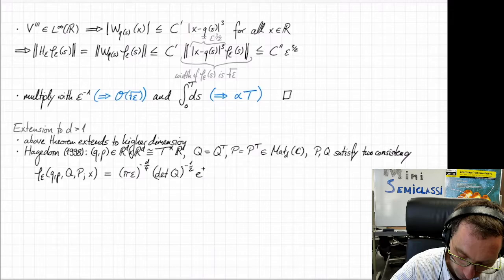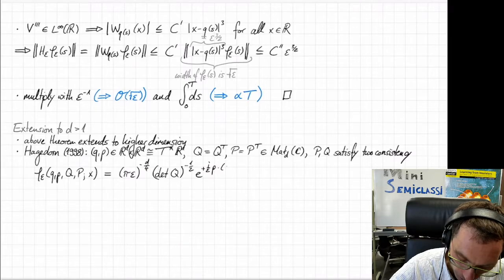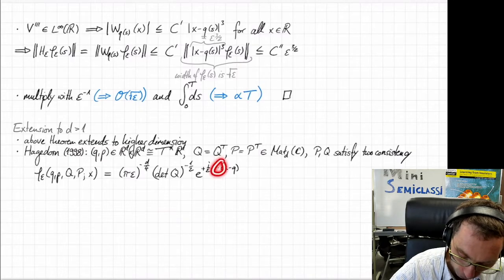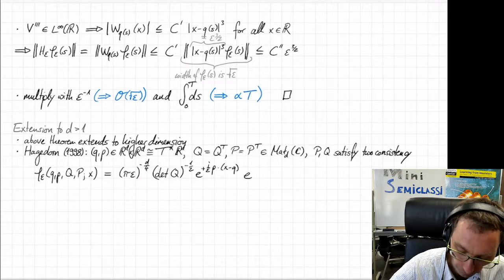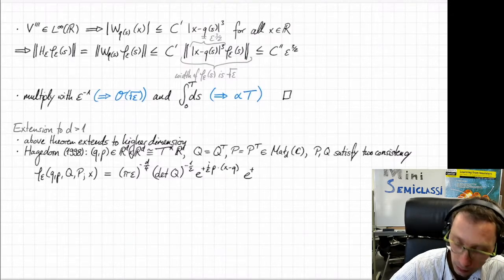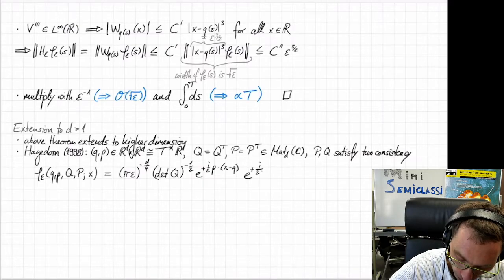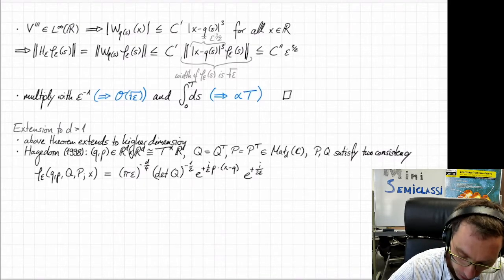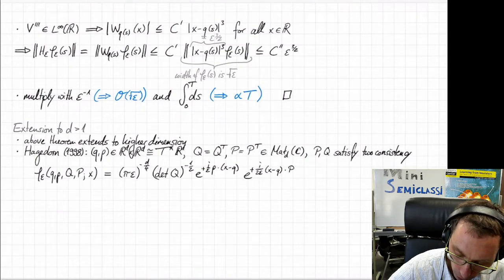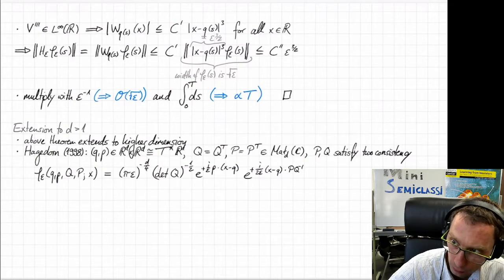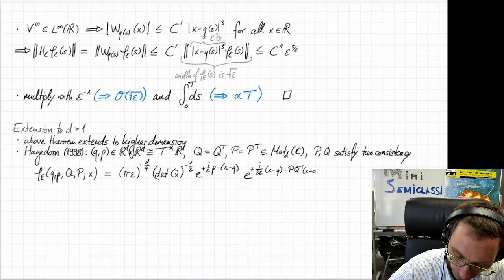Then you have the shift in momentum. So this is as before. The only difference is, of course, that you have to introduce a dot product. And then you have the Gaussian factor, which is now written as i divided by 2 epsilon. And now you take the dot product of x minus q with P Q inverse applied to x minus q.